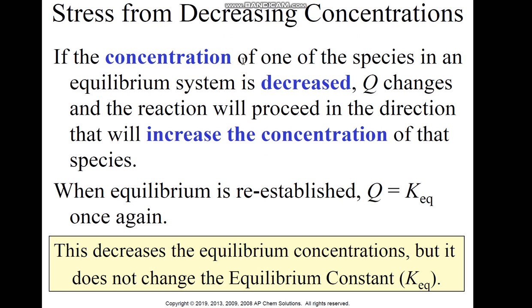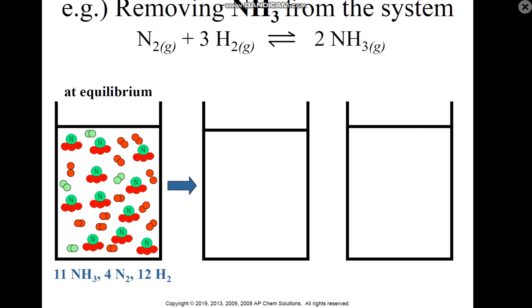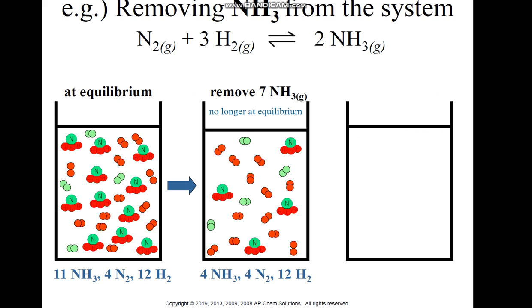Same thing, if the concentration of one of the species decreases, it's going to proceed in the direction that will increase the concentration of that species. Does not change the K. I feel like this is pretty self-explanatory. Here we have 11 moles of NH3, 4 moles of N2, 12 moles of H2. If we remove 7 moles of NH3, then we're out of balance.